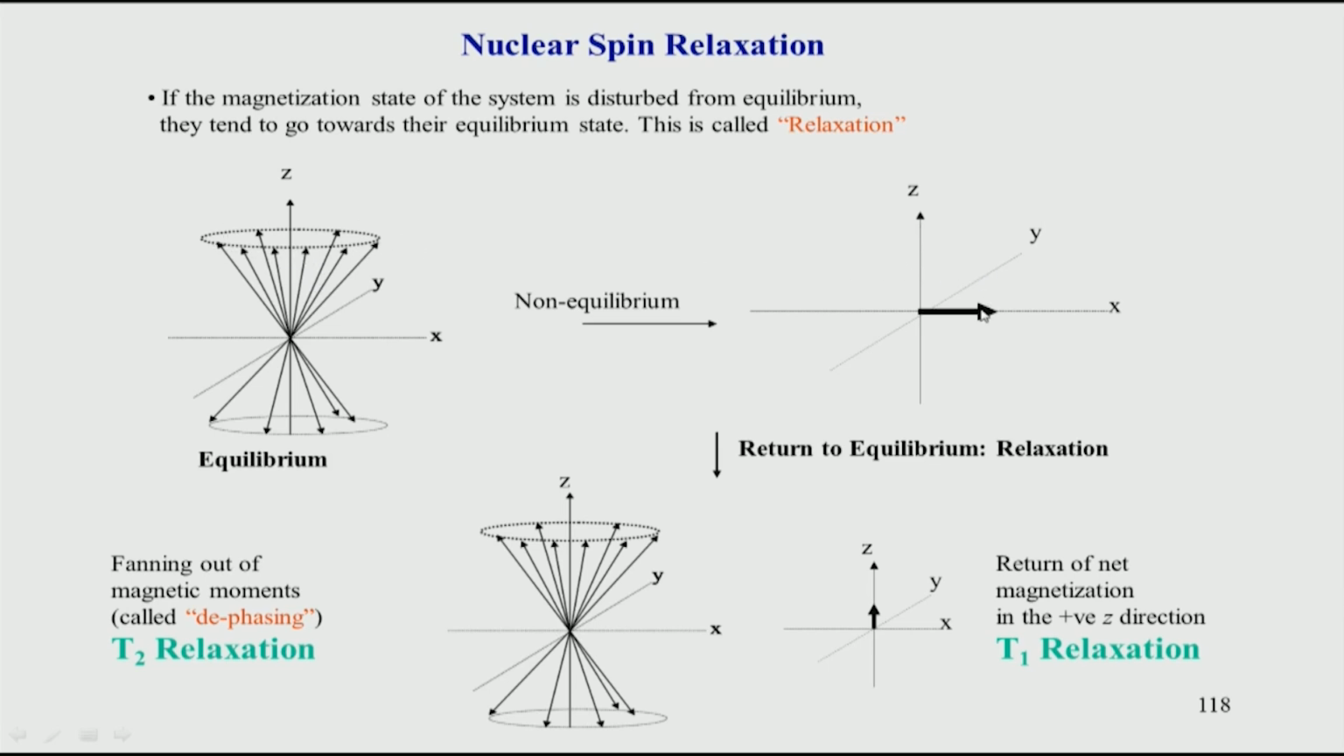But when you apply a pulse, they all come together in this axis. So, they are now phased. They have to go back to this situation, because that is the equilibrium. This is called return to equilibrium, which we say is relaxation. When it goes back, it has to achieve this position. This process, when it goes from here to here, is called T2 relaxation.